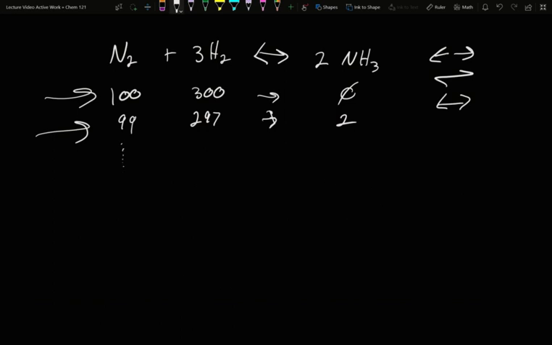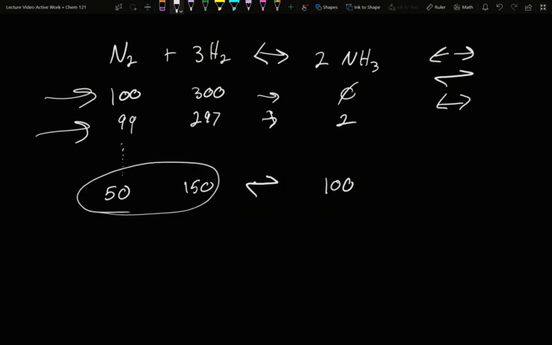If you did this long enough, you'd start decreasing quite a lot. You'd go down to 50 of this, 150 of that. So we'd have some numbers like this: I'd have 50 molecules of dinitrogen, 150 molecules of dihydrogen, and 100 molecules of ammonia. Well, if we had our original time 1, time 2, so on, time 50, we'll just say it's some amount of time later.